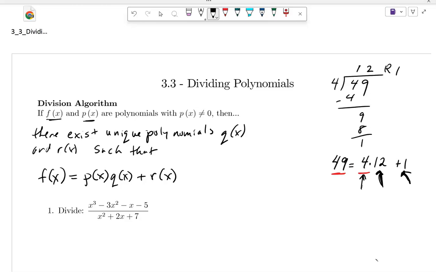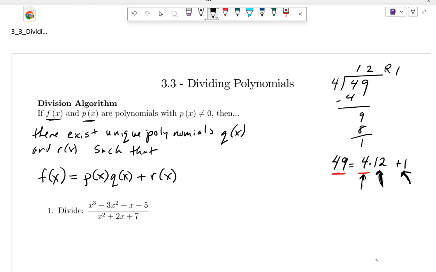Now to make sure that we have the unique part, notice over here, why didn't I stop at 9? Because 4 is going into 9, right? How did I know when I was done? When this number here was too small, right? When it didn't go in anymore? When the remainder was less than what we're dividing by, correct?